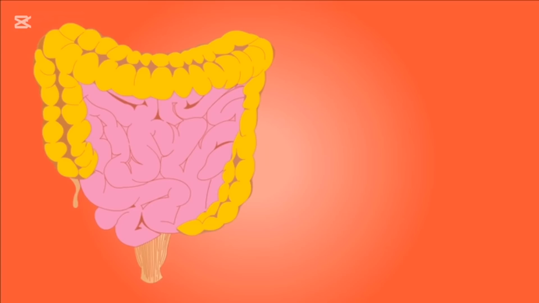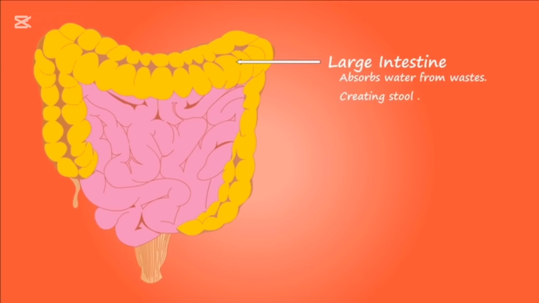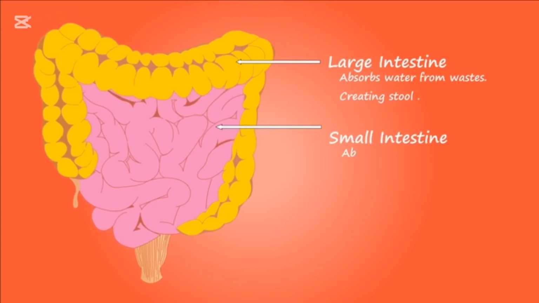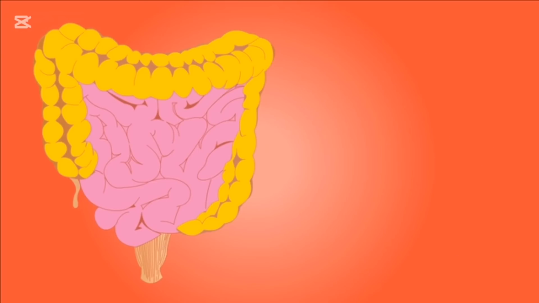The anus, the opening at the end of the digestive tract, is surrounded by two rings of muscle known as the anal sphincters. These muscles control the release of stool from the body. When the sphincters relax, stool is expelled from the body, completing the digestive process.